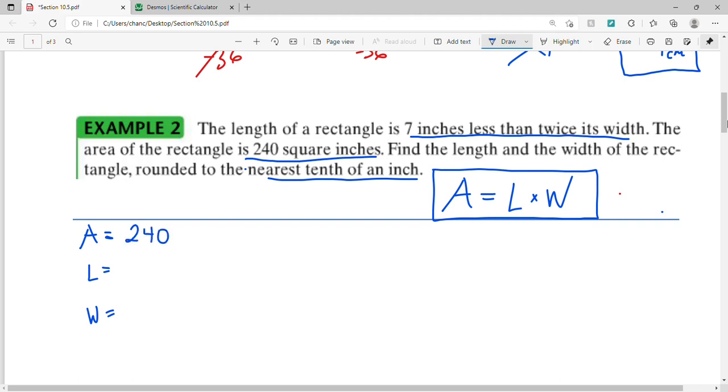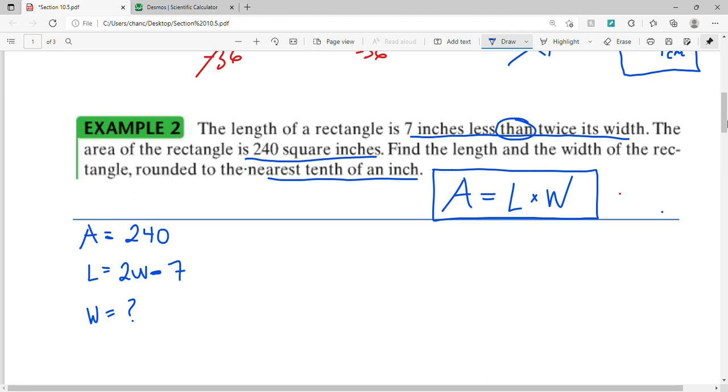The length is 7 inches less than twice its width. So the equation for that is L equals 2W minus 7. It's 7 inches less than twice its width, so always have that minus 7 after, because that phrase tells me I have to subtract from twice the width. The width is not given, it's unknown, so we'll leave that as a question mark.